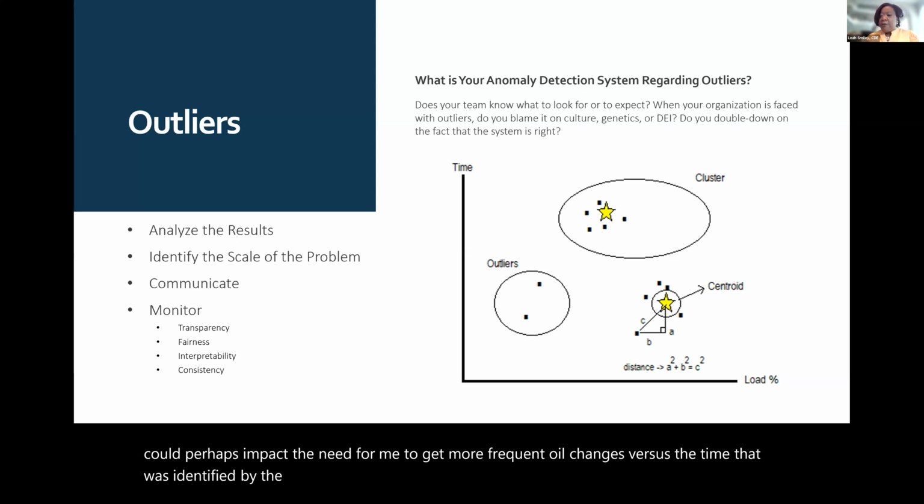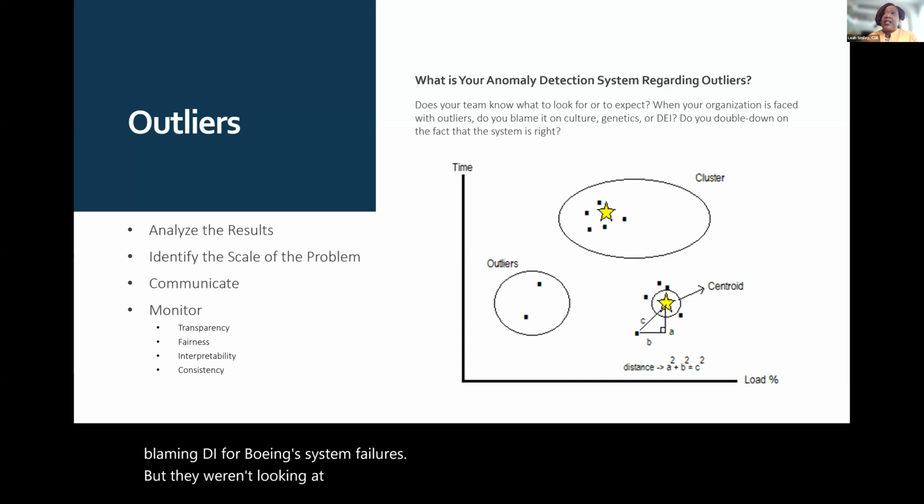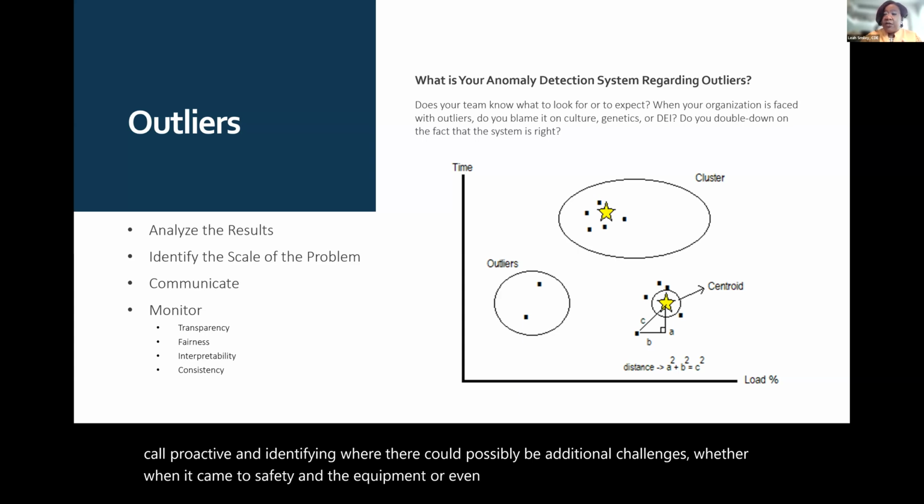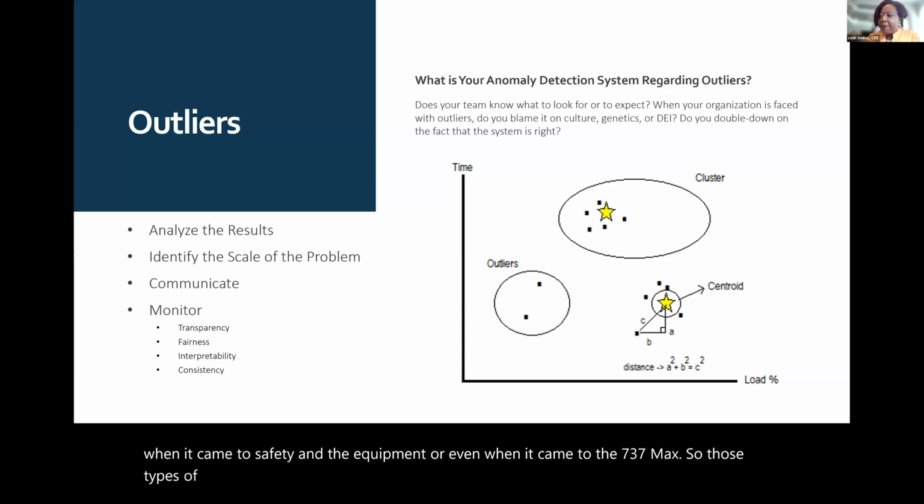And then again, we had a whole bunch of folks that were blaming DEI for Boeing's system failures, but they weren't looking at the technology and the fact that Boeing wasn't being as, what we'll call, proactive in identifying where there could possibly be additional challenges, whether when it came to safety and the equipment, or even when it came to the 737 MAX. So those types of things can impact your brand. They can also result in lawsuits.